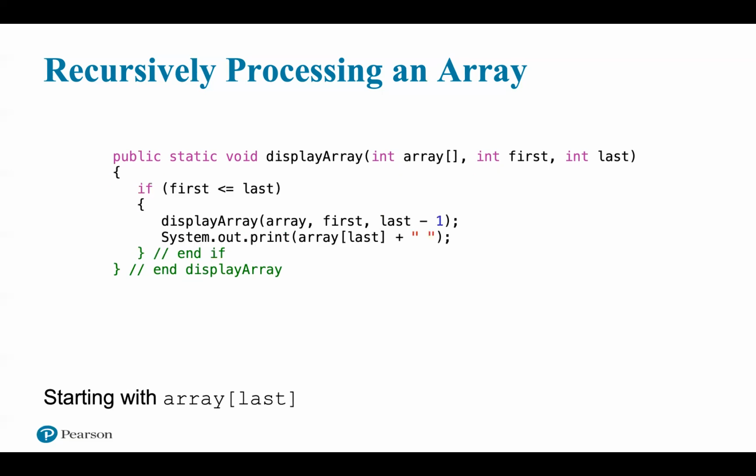Now, how about starting with array[last]? Strange as it may seem, we can begin with the last element in the array and still display the array from its beginning. Rather than displaying the last integer right away, you would ask a friend to display the rest of the array, array[first] through array[last - 1]. After that had been displayed, you would display the integer in array[last]. The resulting output would be the same as in the previous segment. The method that implements this plan is shown here in the figure.